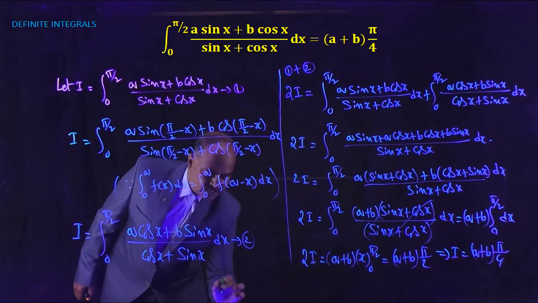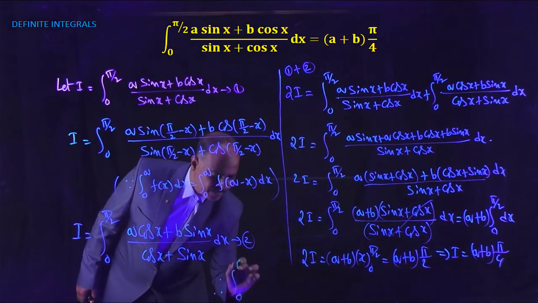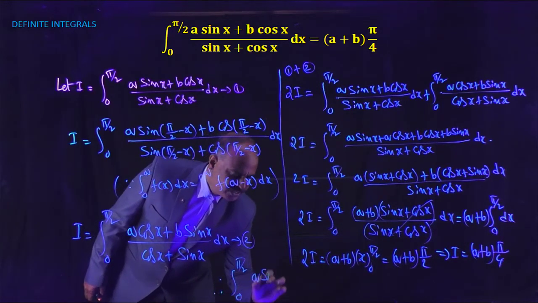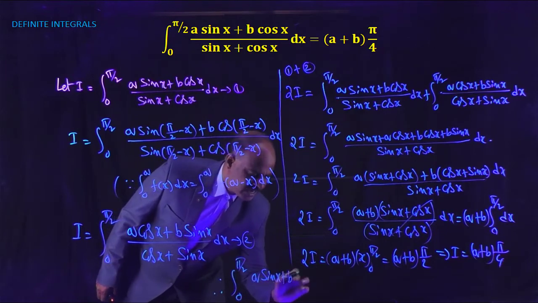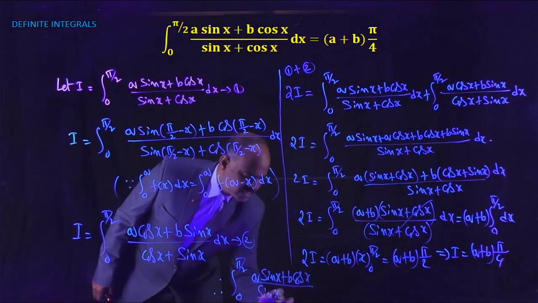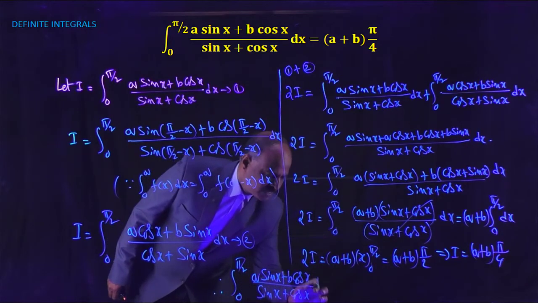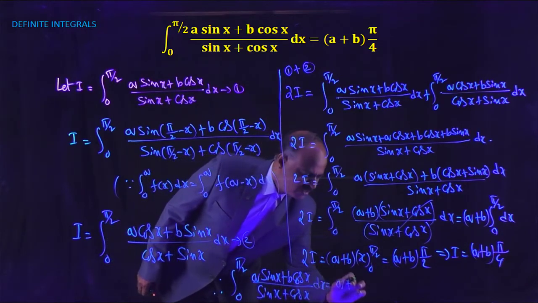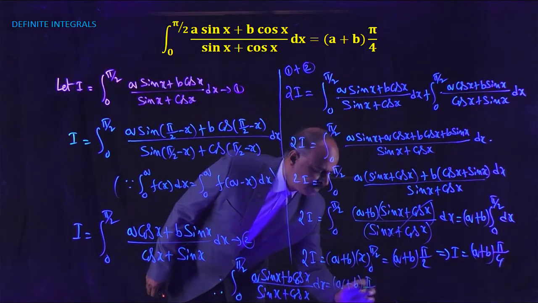Therefore, the integral from 0 to pi by 2 of (a sin x plus b cos x) by (sin x plus cos x) dx is equal to (a plus b) into pi by 4.